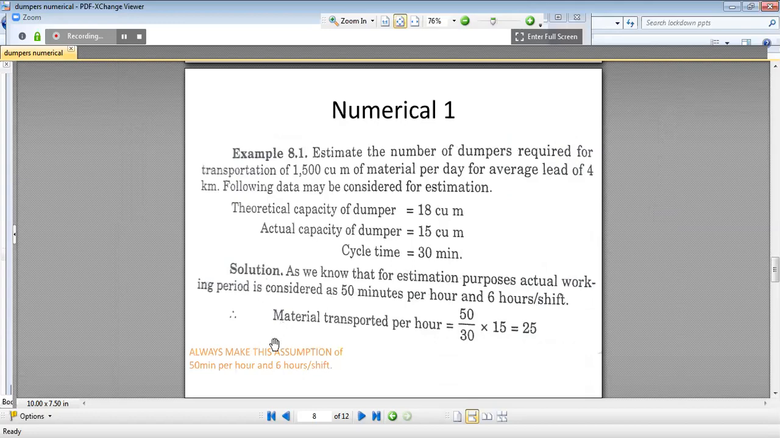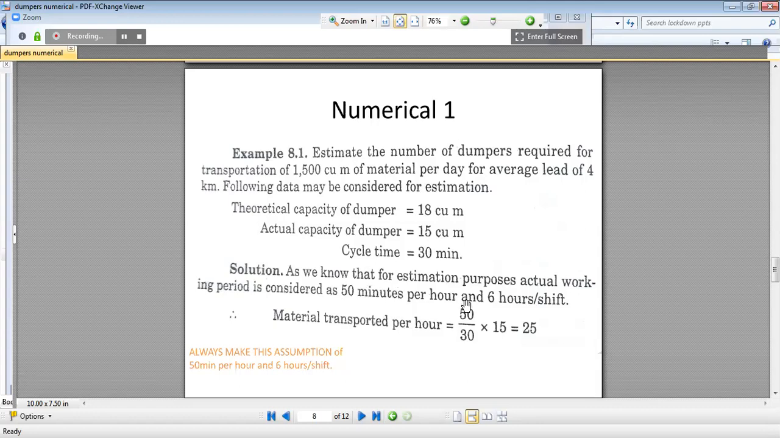Here we need to make some assumptions always, because we cannot work all 24 hours in a day. So always make an assumption of 6 hours per shift. We can work shift wise. And for a factor of safety, we will be assuming any equipment will be working for 50 minutes in 1 hour. Performance efficiency, we call that, if you could recall. So 50 minutes per hour is the working time of any machine, and then 6 hours per shift. This is an assumption.